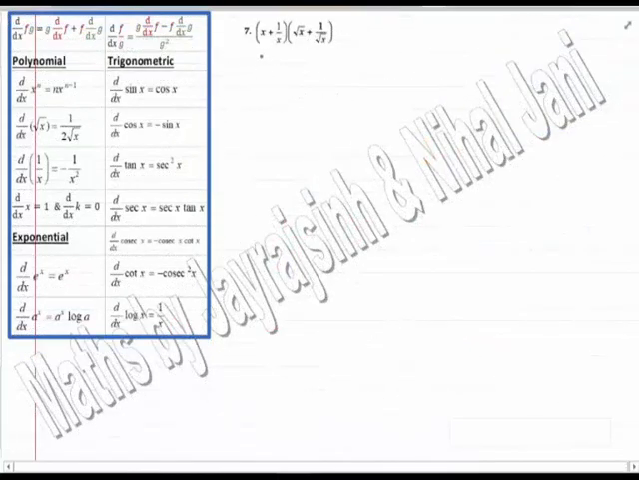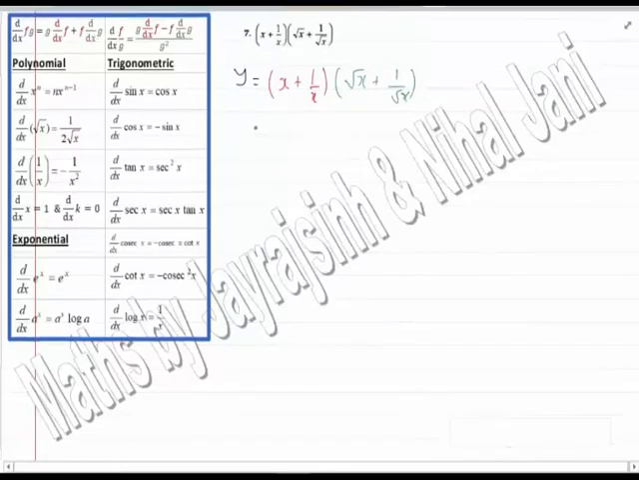Now let's see question number 7. Another polynomial type. We have two different brackets. First one is x plus 1 by x, and another is root x plus 1 by root x. Okay, we can't differentiate directly. We have to open the bracket, or we should use multiplication rule. Okay, now let's open the bracket.